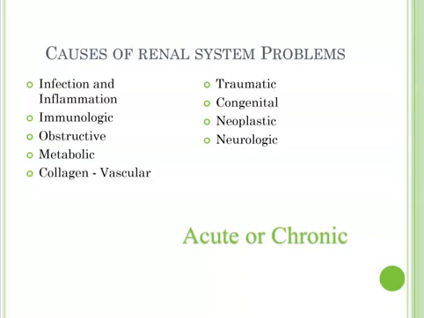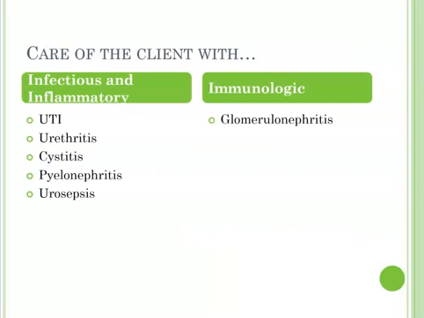As we look at each of these conditions, many can be either acute or chronic. We're only talking about a very small amount of these conditions. We're not going to dig into every single one of them, but what we're going to focus on are the ones that you are most likely to see in your practice as a nurse. As you can see in this section, a large focus is going to be on infectious and inflammatory conditions. We are going to touch on towards the end glomerulonephritis and look at the immunology and how that plays a role in that condition as well.